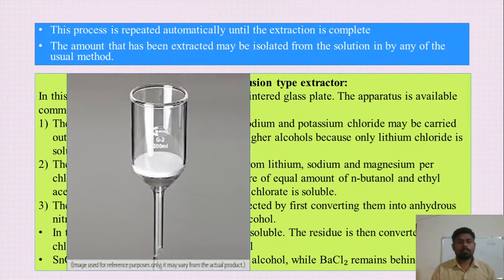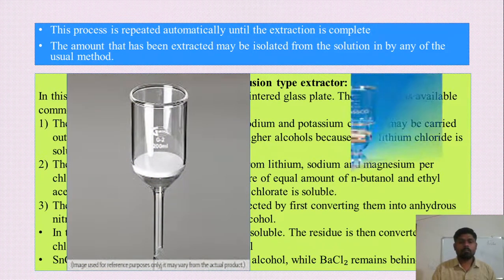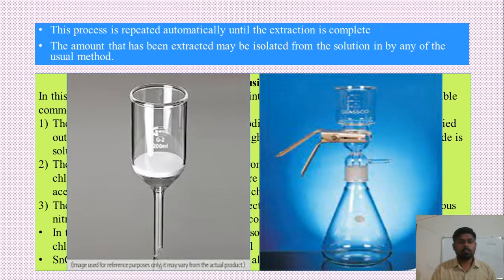Now these are some diagrams, I can say figures, of the sintered glass plate. That is commercially available, that is a sintered glass plate. And the arrangement of this sintered glass plate on a conical flask is like this. That is a setup in practical.